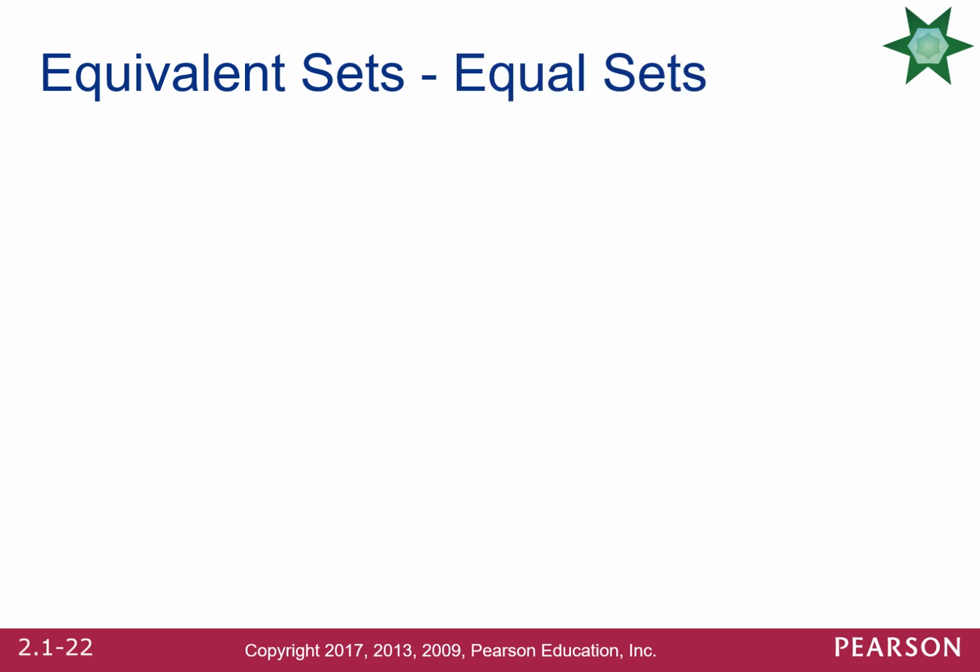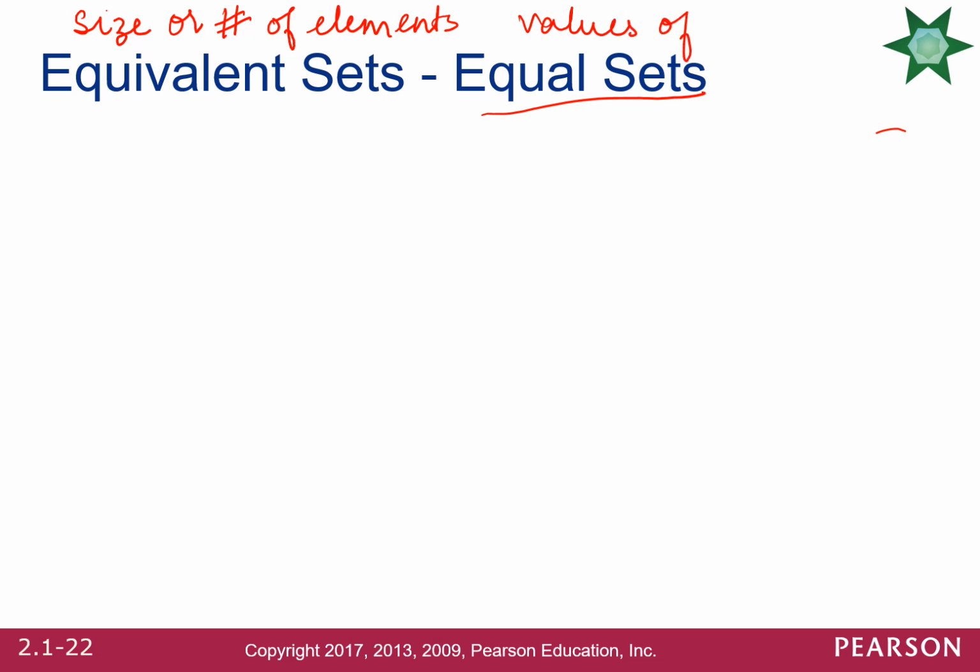Now diving into the difference between equivalent sets and equal sets. Equivalent sets have to do with the size or the number of elements in the set. On the other hand, equal sets have to do with the values of the elements itself. Not the size, but, well, it has to do with the size as well, but it also looks at the values of the sets.